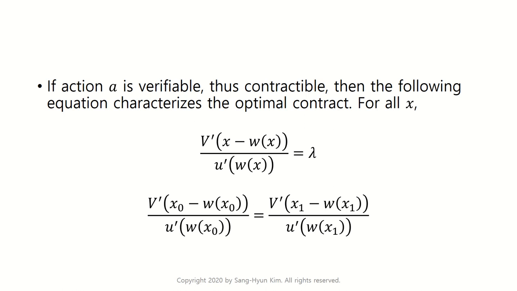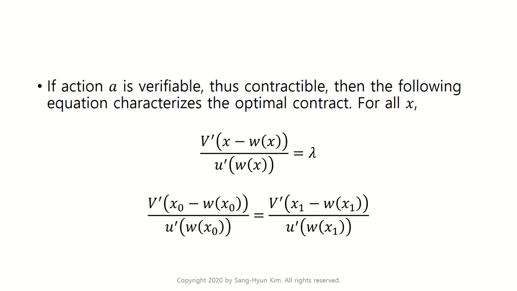So let's look at the second equation at the bottom. What the first equation means is that if you just choose any x0 and x1, then the ratio of the marginal utility of the principal and the marginal utility of the agent when the realized x is x0 must be the same as the ratio when the realized x is x1. So regardless of the realized value of x, the ratio of the marginal utilities must be the same.